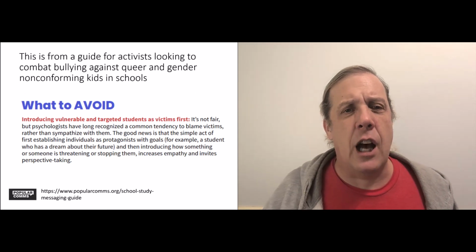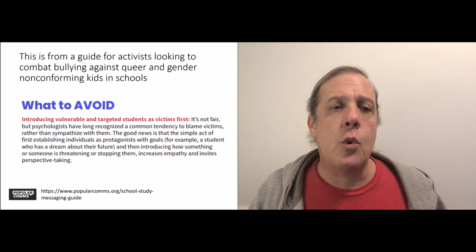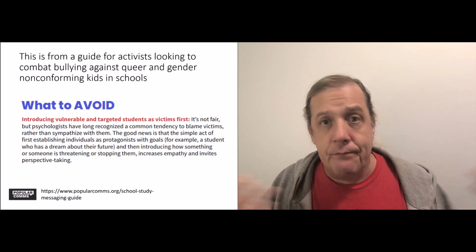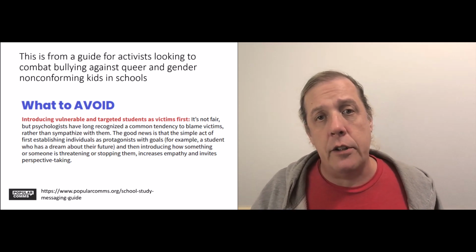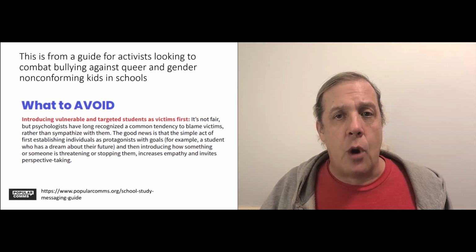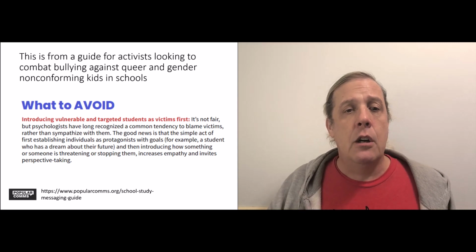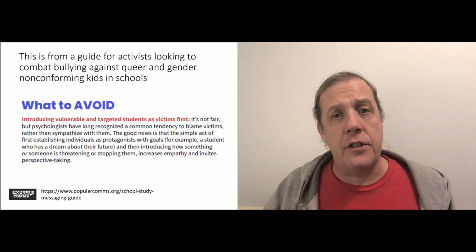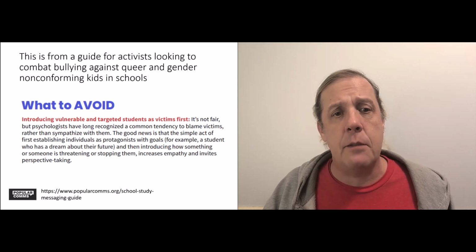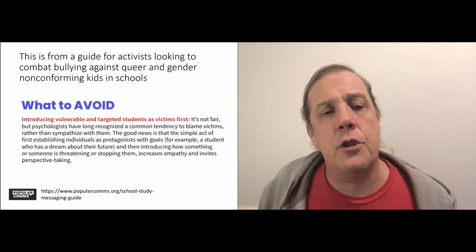This is a field guide I was reading for activists looking to combat bullying against queer and gender nonconforming kids in schools. And both of my kids are queer and/or gender nonconforming, and so I became active in the movement to try to protect them. Popular Comms is a group that gives communications advice for people who want to spread a message, in this case an anti-bullying message. And here's something that they gave in one of their reports that really struck me.